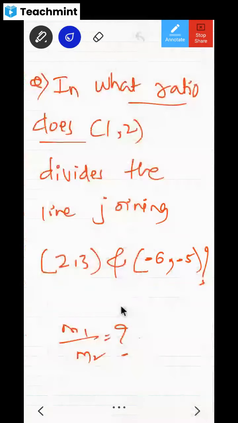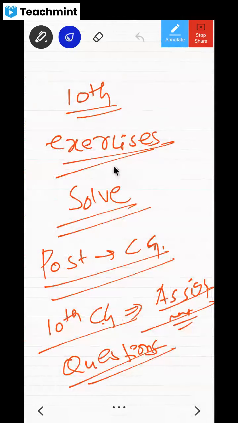But how about this form? This problem, many of you are finding it difficult, I guess. In what ratio does (1, 2) divide the line joining (2, 3) and (-6, -5)? They're asking in what ratio. I mean, this 10th standard exercise also is given as homework. Let me do this problem.